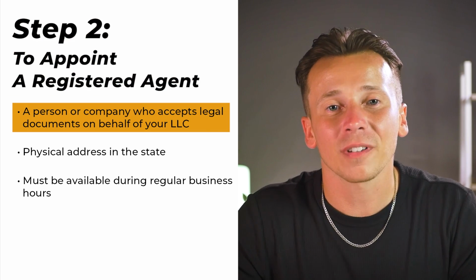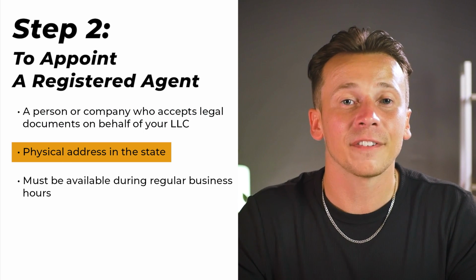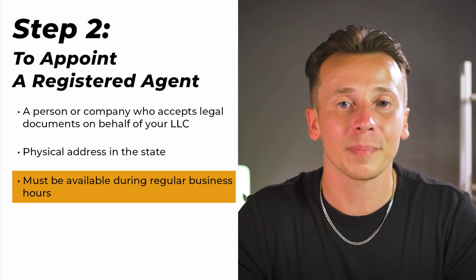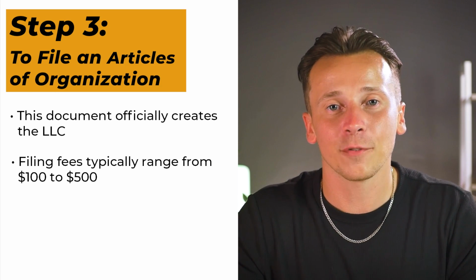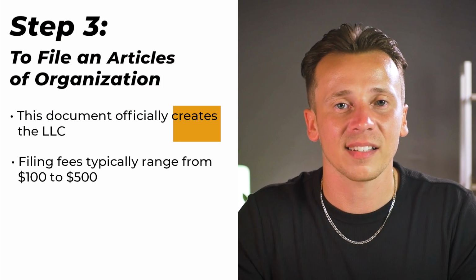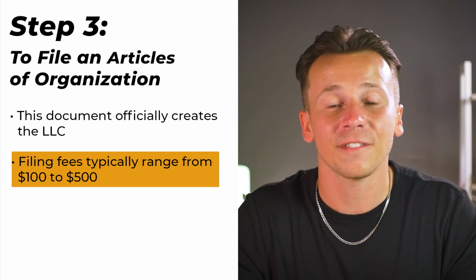Next, you'll need to designate a registered agent. This is a person or company who accepts legal documents on behalf of your LLC. They need to have a physical address in the state where your LLC is formed and be available during business hours. Then you file your articles of organization with your state. This is the document that officially creates the LLC. The filing fee varies state by state, but it typically ranges from $100 to $500.